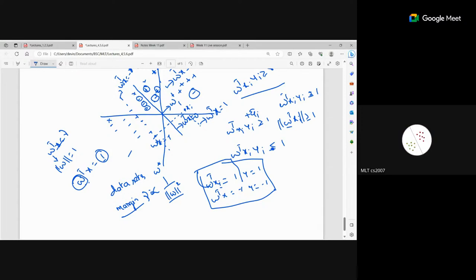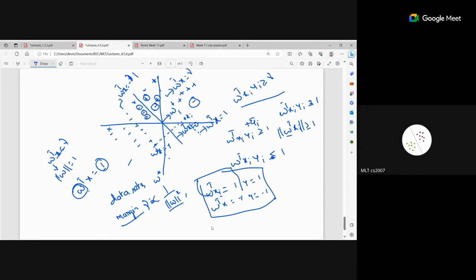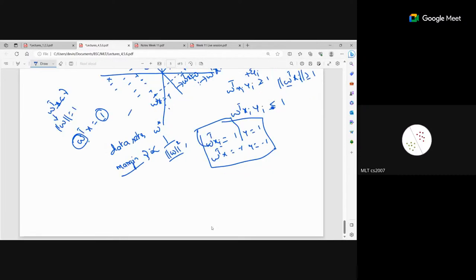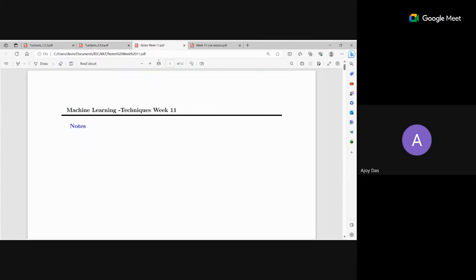When you're talking about margin there, all you have to remember is this one: gamma divided by norm of W square. But here gamma is my nearest point? No, not the nearest point. Gamma is not the nearest point. For the hard margin support vector case that makes sense, but here it does not make sense.